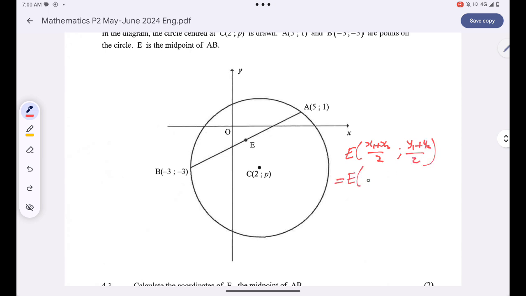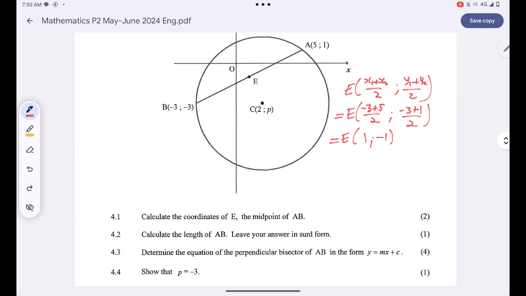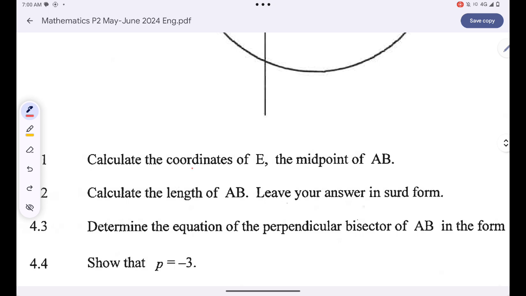That's equal to negative 3 plus 5 over 2 and negative 3 plus 1 over 2. This will simply give me 1 and negative 1. So the coordinates of E are 1 and negative 1.